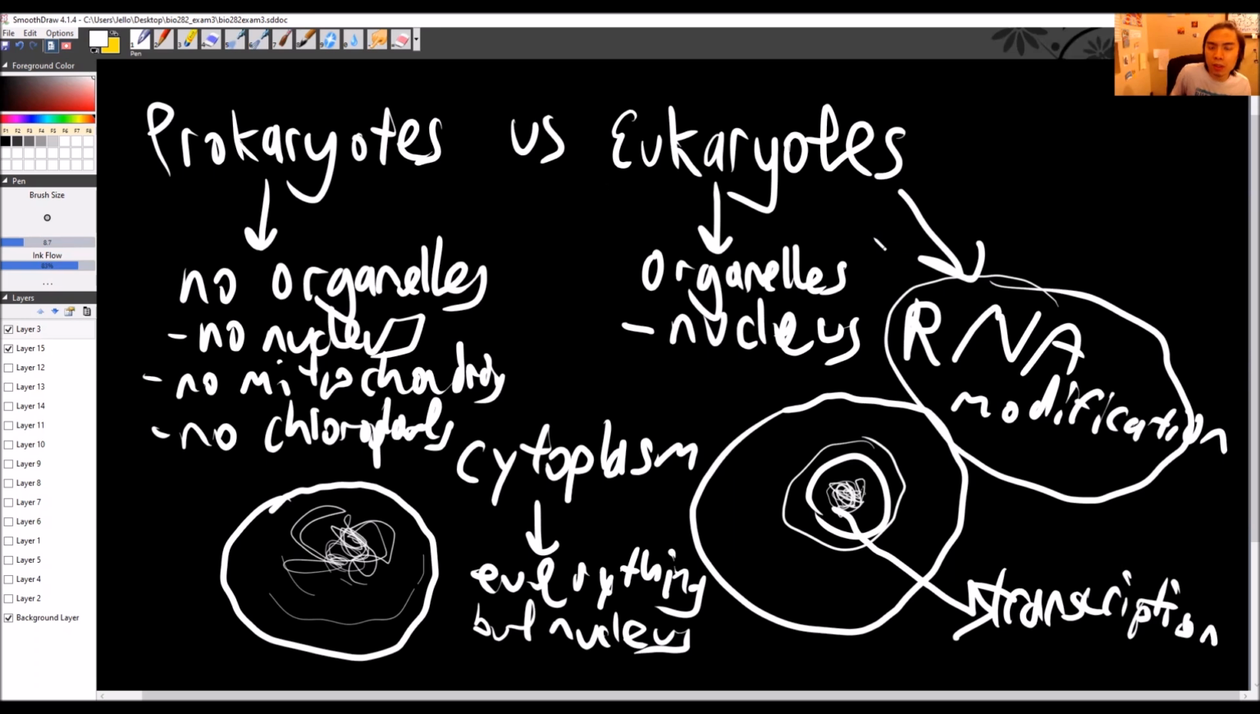Okay, so what I want you to take away: eukaryotes have additional RNA modification. They do transcription within the nucleus because that's where their DNA is. Whereas prokaryotes do it within the cytoplasm, because the cytoplasm is everything within the prokaryote.